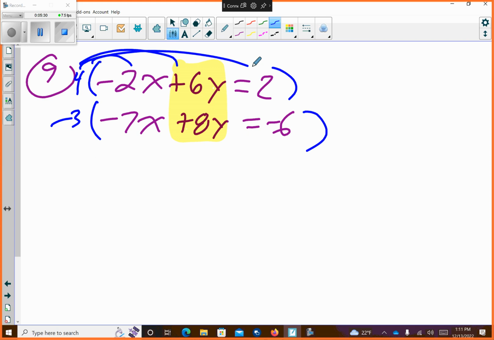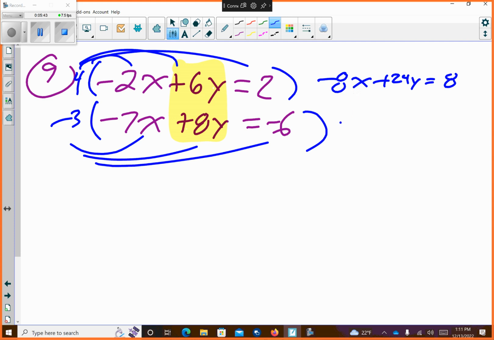So I'm going to distribute that over the parentheses. That's going to give me negative 8x plus 24y equals 8. And then distribute the negative 3 to all of those. So that's going to give me 21x minus 24y equals 18. And take a look at that. If I add these together, the y's cancel out.